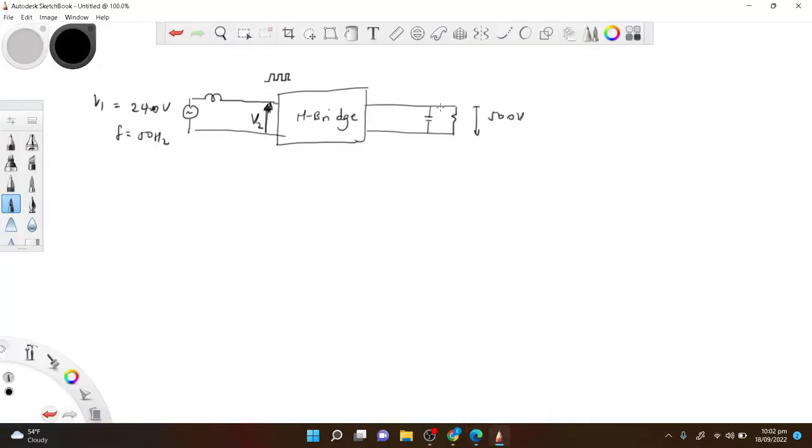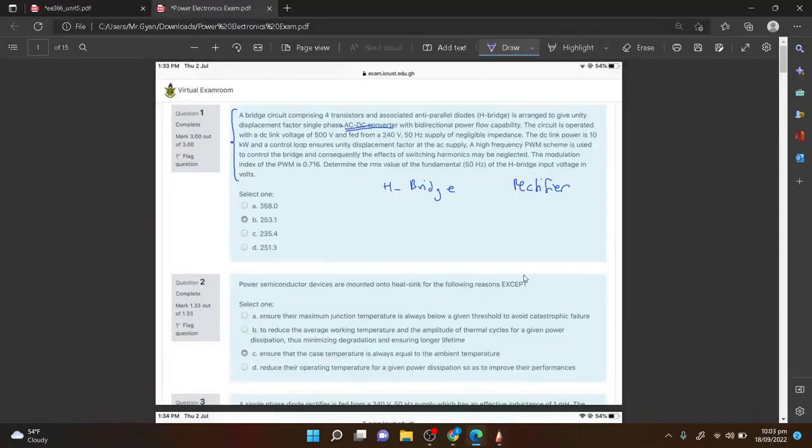The power at the output, let me call it PDC, is 10 kilowatts. Don't forget that we said PDC is equal to PAC. Assuming it's ideal, PDC is equal to PAC, which means that the power at the input, P in, is also 10 kilowatts.